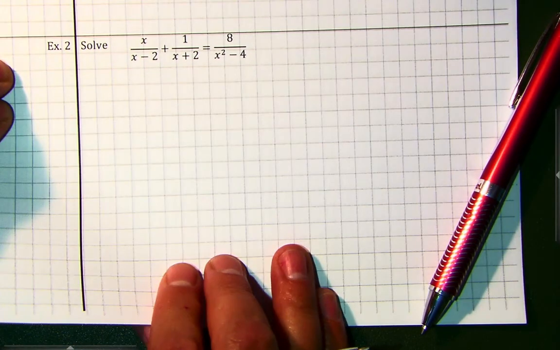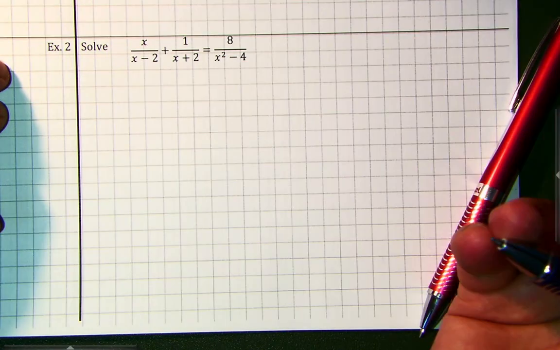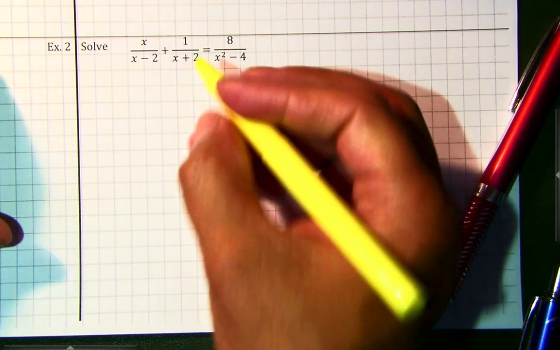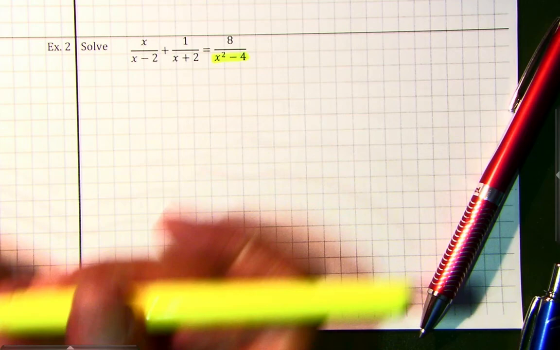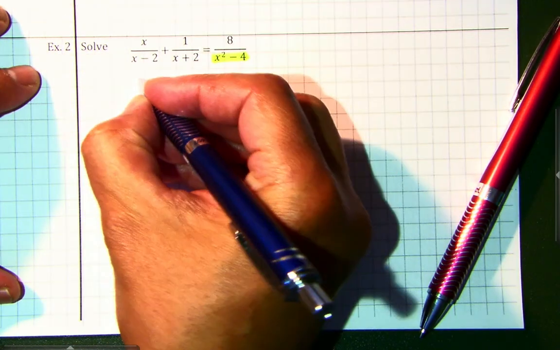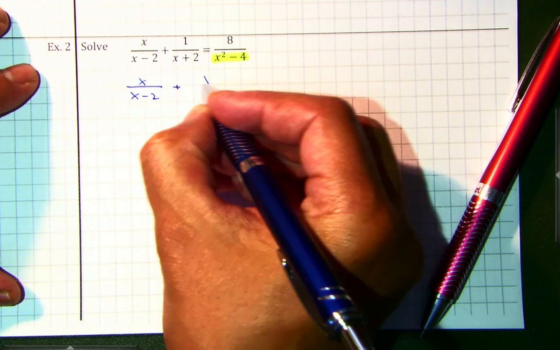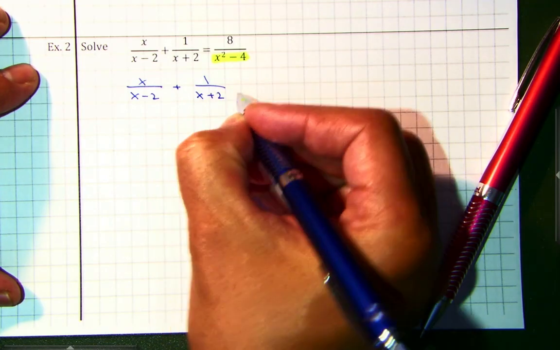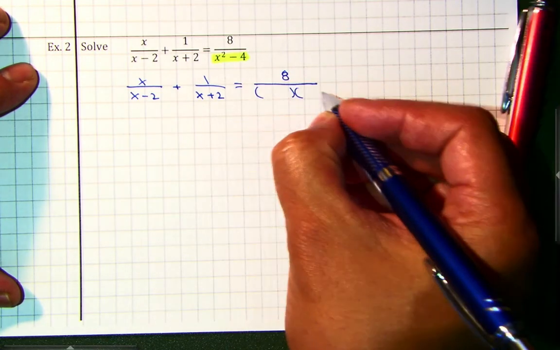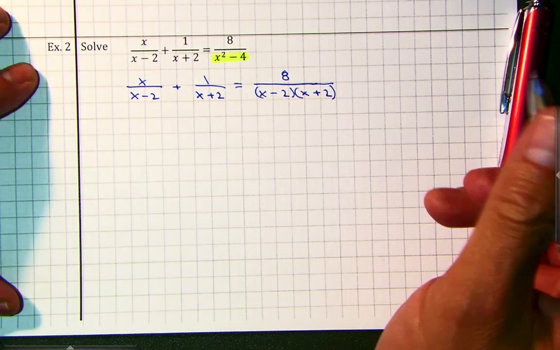So for example number 2, I need to solve. We have fractions. So once again, we want to get rid of the fractions. I notice that I have an x squared minus 4 here, and I know that that can be factored. So one of the things that you want to do first is to factor your denominators. So x minus 2 cannot be factored. x plus 2 cannot be factored. But I can factor this. This is called the difference of two squares: x minus 2, x plus 2.